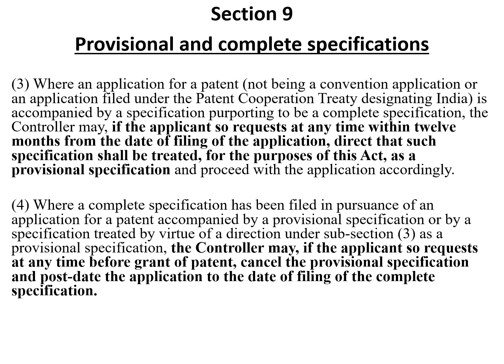Subsection 4 of Section 9 is regarding the post-dating of the application. It says that if the applicant requests the controller to cancel the provisional specification and post-date the application to the date of filing of the complete specification, this is allowed under this subsection 4.